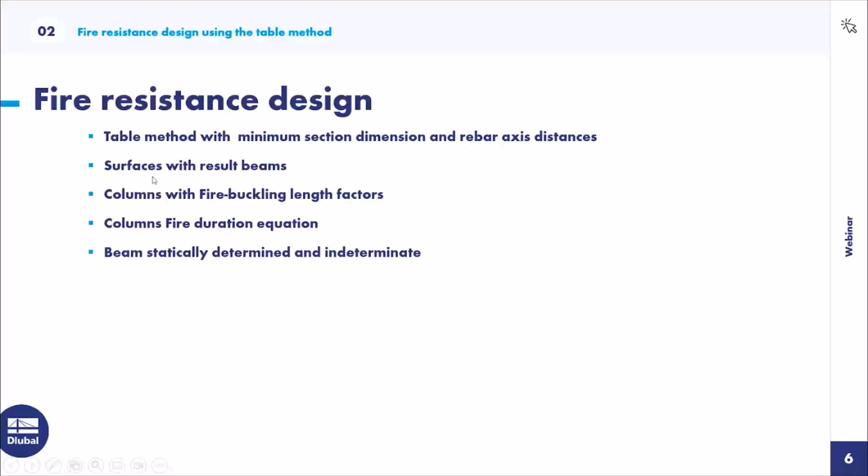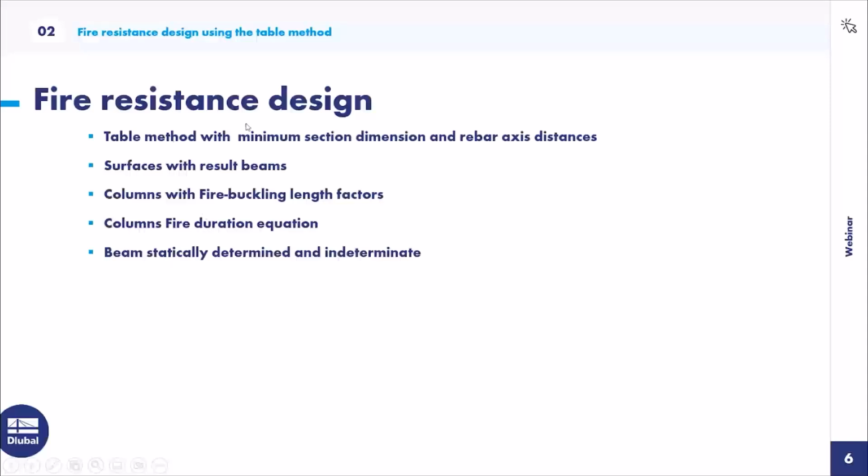Then I will show you the building model, the surface with result beams, with the shear wall. And also for the columns, we have an additional point for the definition of fire buckling length factors. So you can calculate with normal temperature with another buckling length factor than for the hot fire calculation. Important point. Also for columns, we have, next to the table method, the fire duration equation, and I will show you this too.